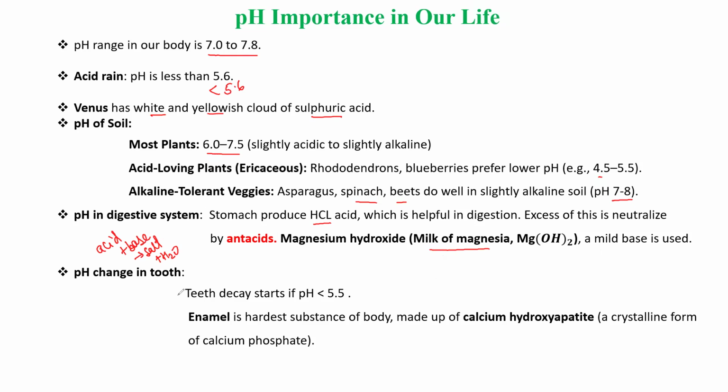And teeth: every morning we clean our teeth, even before sleeping. Teeth start to decay if the mouth becomes acidic, that means its pH value is going to be less than 5.5. And enamel is the hardest substance of our body, which is available in the teeth, and it is made up of calcium hydroxyapatite. So it is a crystal of calcium phosphate. So this is also very important, enamel. Okay, it is the hardest substance of the body.